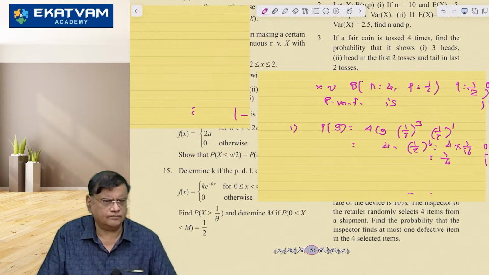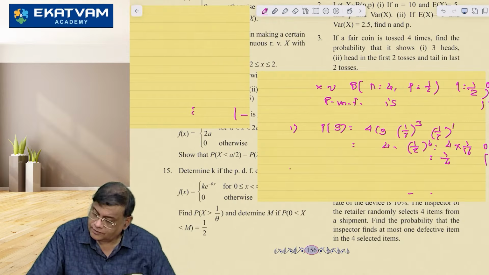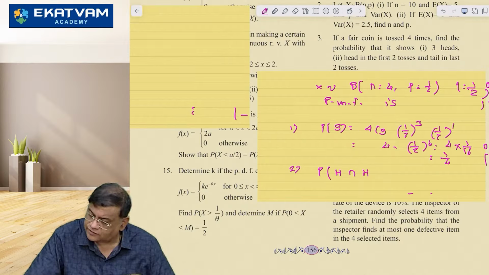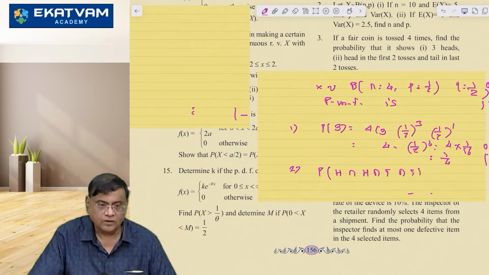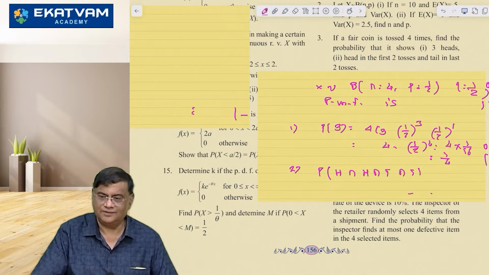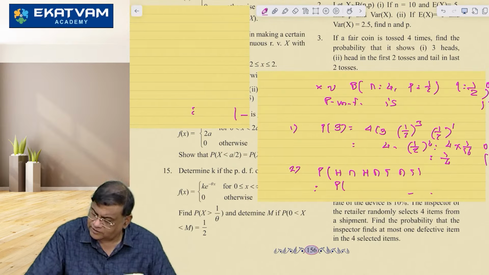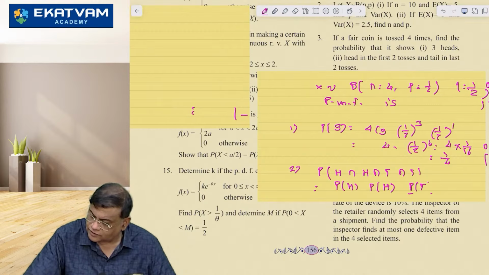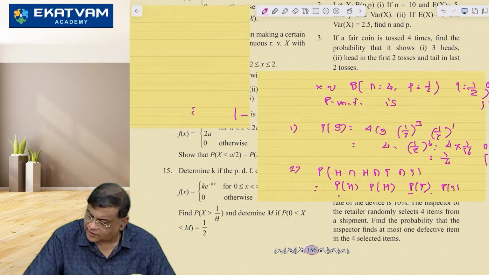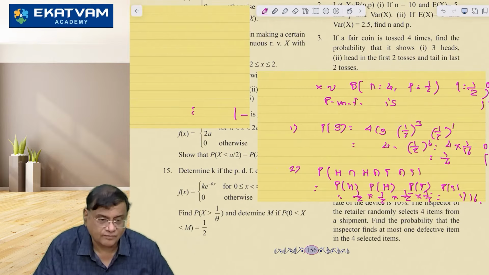Listen, stop talking. So how will I do it? What probability I want is first is a head and second is a head and third is a tail and fourth is a tail. And means intersection. But they are all independent, na? And therefore it is probability that the first is a head, probability that the second is a head, third is a tail, fourth is a tail. So 1 by 2 into 1 by 2 into 1 by 2 into 1 by 2 is 1 upon 16. ये बाइनोमियल से नहीं हो सकता.